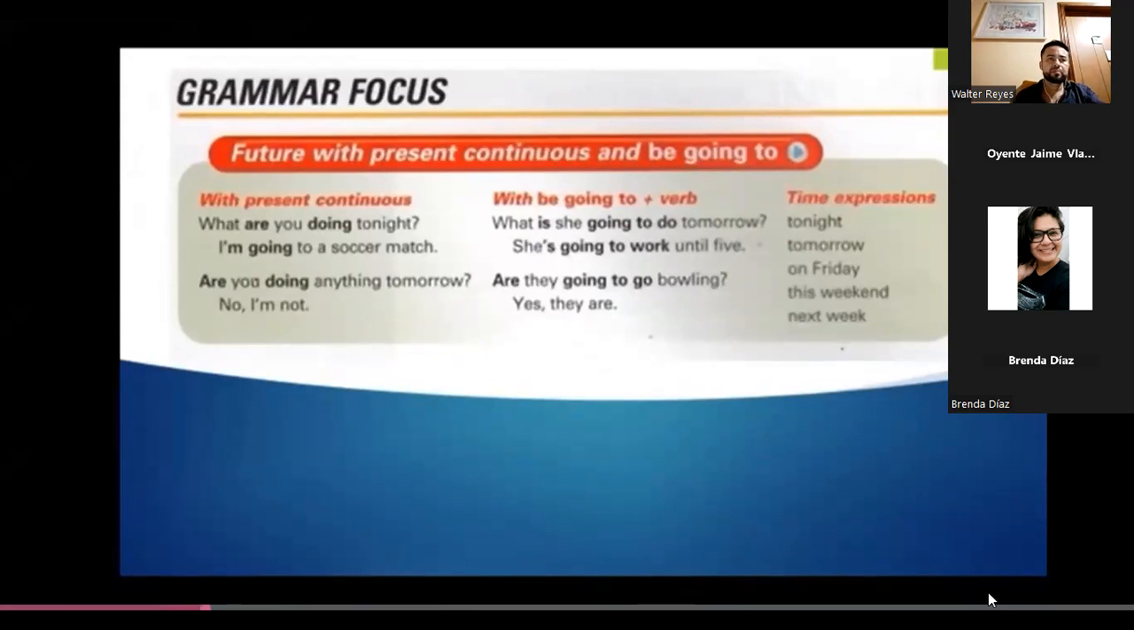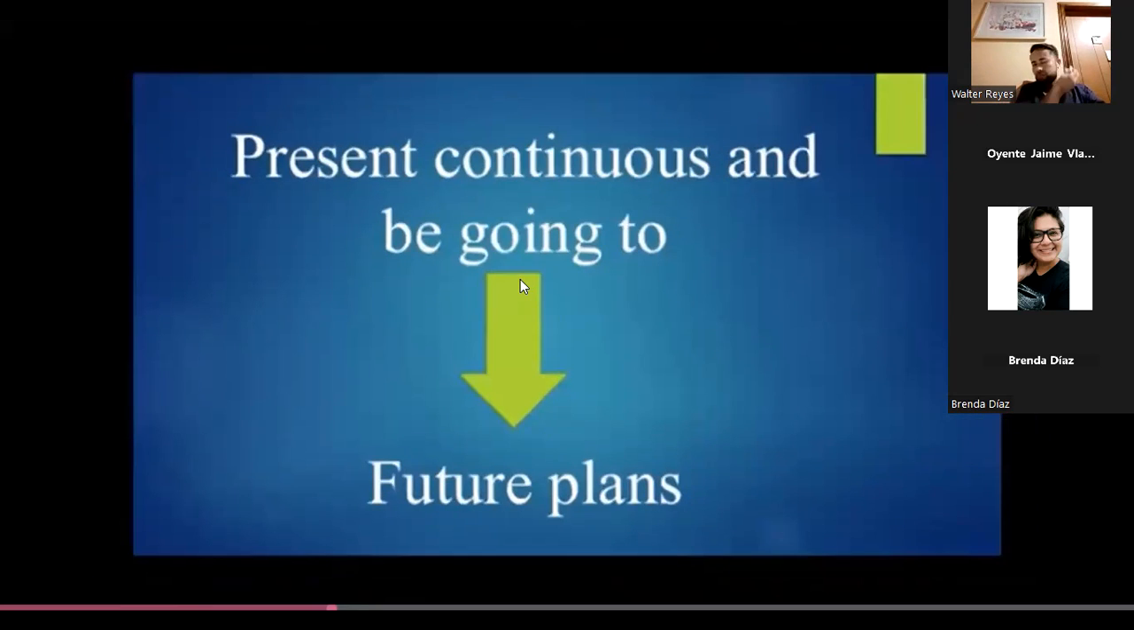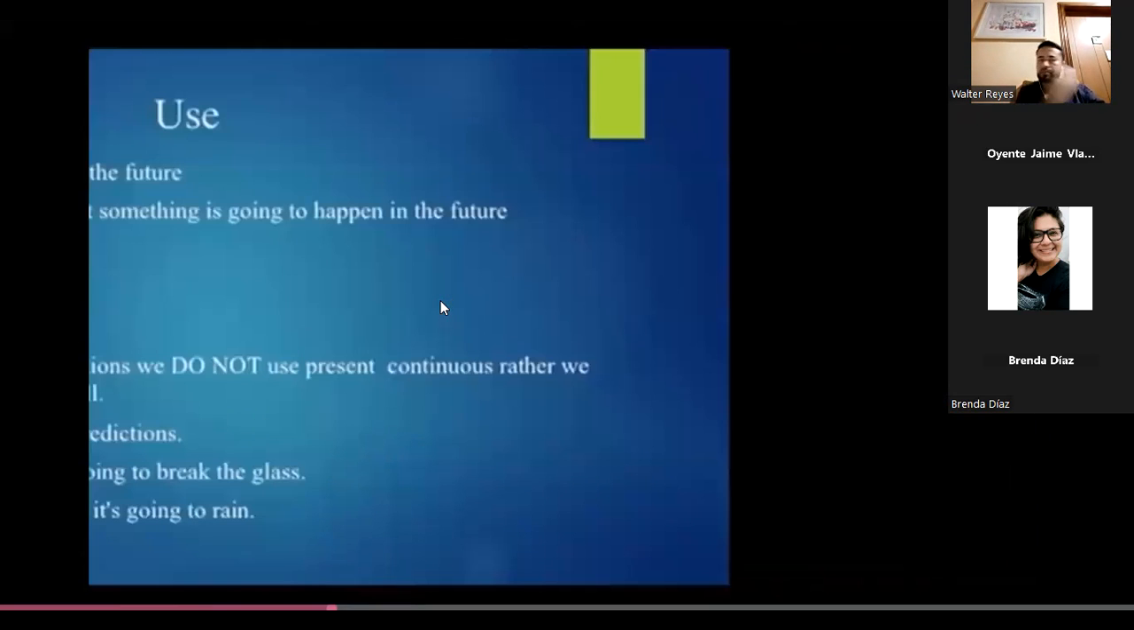With be going to plus verb. What is she going to do tomorrow? She's going to work until 5. Are they going to go bowling? Yes, they are. As you could see, we have two possible ways to express future. We may use present continuous as well as be going to talk about it. It is important to know that we may use present continuous and be going to when we planned actions in the future.